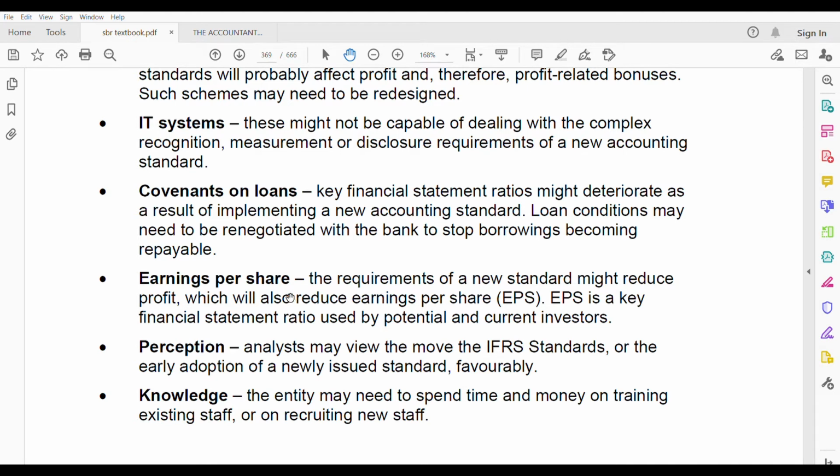EPS. The requirements of a new standard might reduce the profit, which will also reduce EPS. Right? EPS is also a very main financial ratio, which is mostly used by investors and potential investors to see the performance of the company. Perception. Analysts may view the move to IFRS standards or the early adoption of a newly issued standard favorably. That means they think that when you move to IFRS standards, it is considered more favorable.